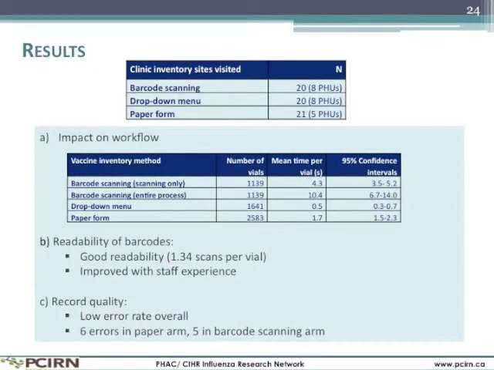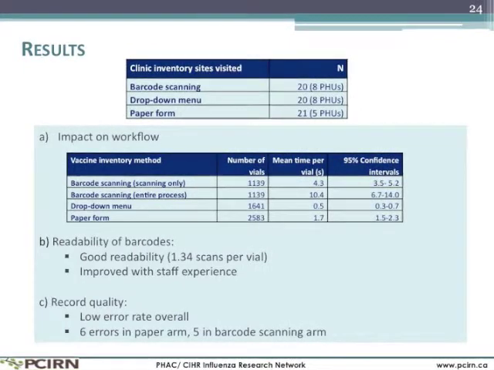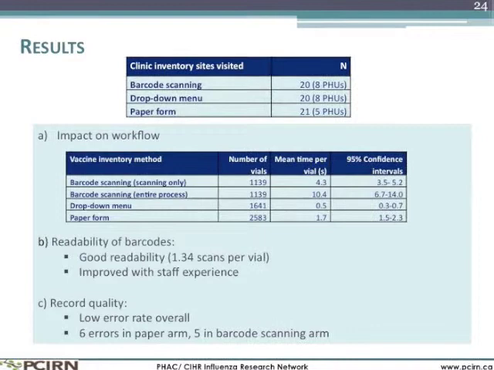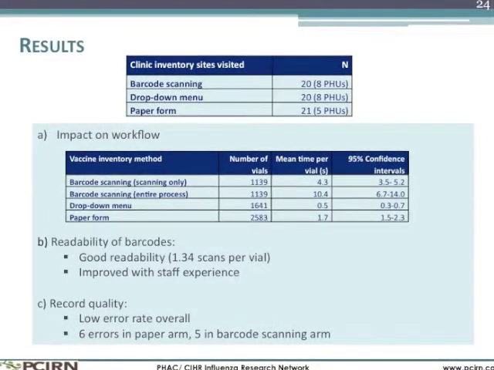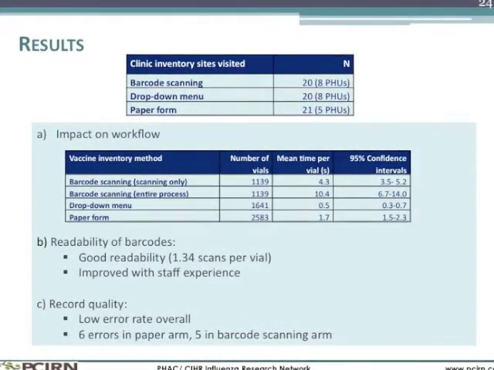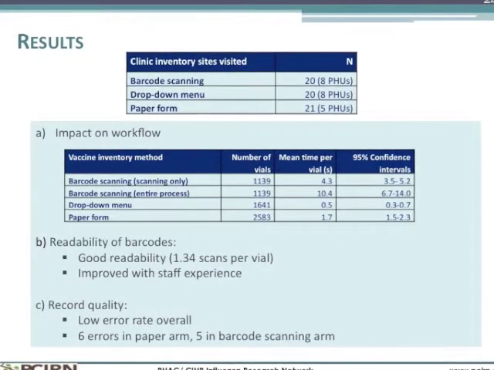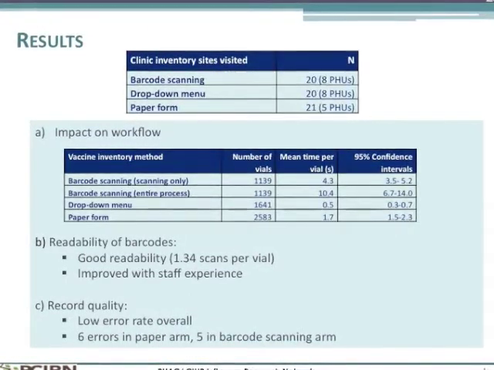Okay. So these were the clinics that we went to: 20 for the barcode scanning, 20 clinics for the drop-down menu, and then 21 for the paper form. And you can see the times that were spent, this is the mean time per vial. You can see that the drop-down menu is the fastest at only half a second on average per vial, and the paper form is 1.7 seconds, which is significantly longer.